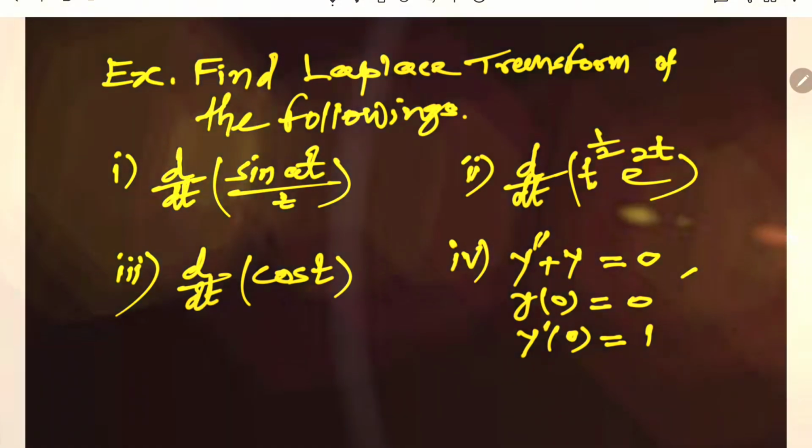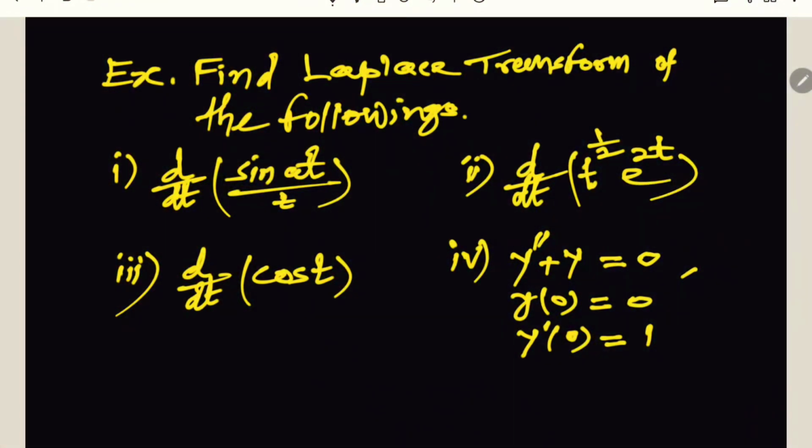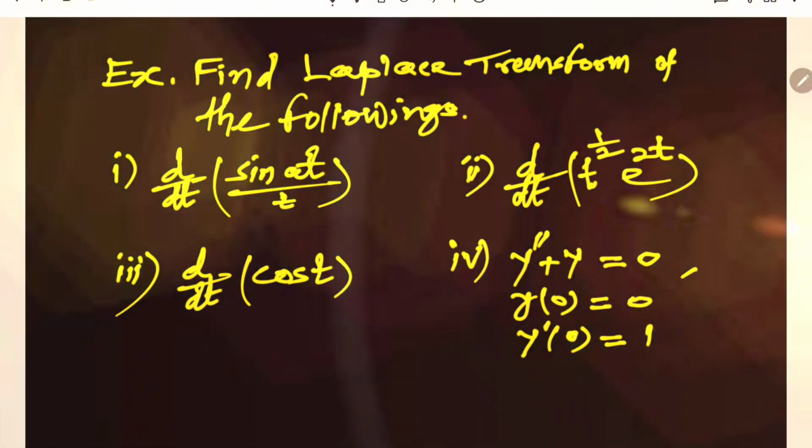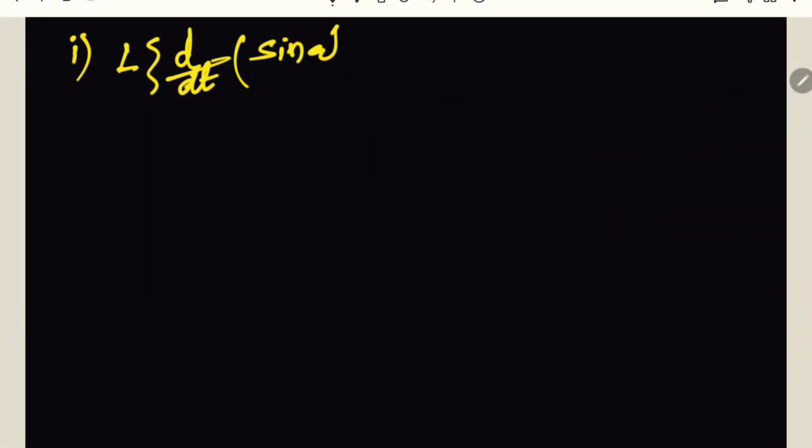Then find Laplace transform of the following. First, d by dt of sin at by t. Second, derivative of t raised to half into e raised to 2t. Third and fourth, like this. Therefore, we go one by one.